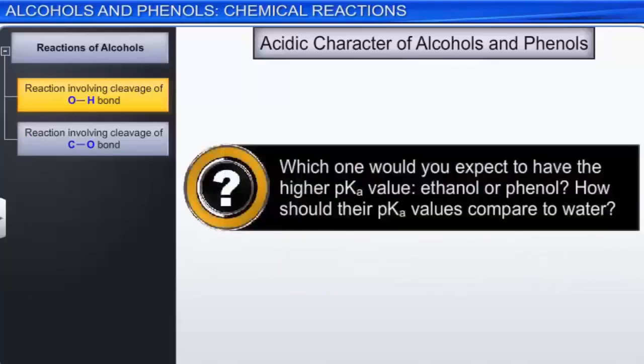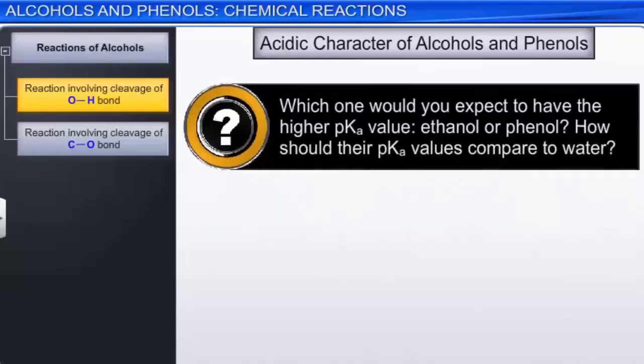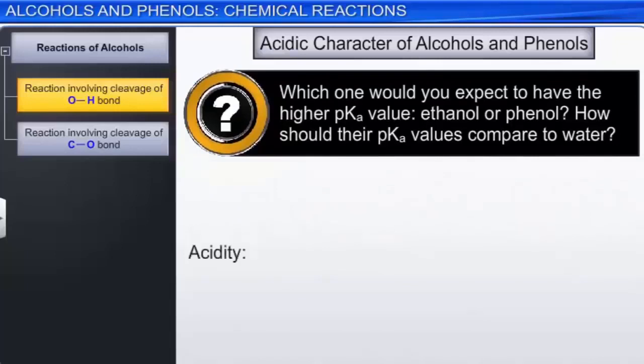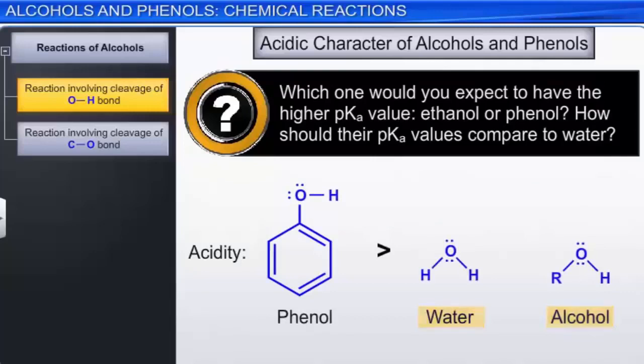Therefore, a higher pKa value corresponds to a weaker acid. Try to reason this problem out on your own. Which one would you expect to have the higher pKa value, ethanol or phenol? How should their pKa values compare to water? You have learned that phenols are stronger acids than alcohols and water. You also know that water is a stronger acid than ethanol.